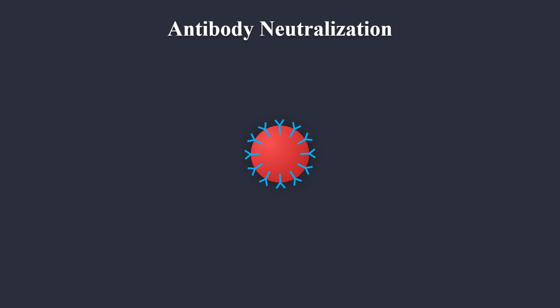These antibodies bind specifically to the receptor binding domain of the spike protein. Antibody binding physically blocks the interaction between the receptor binding domain and the ACE2 receptor on the host cell. This mechanism effectively neutralizes the virus, preventing infection. This robust humoral response, combined with the cellular response from CD8-positive T cells, establishes long-lasting immunological memory.